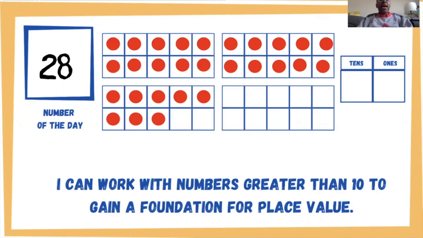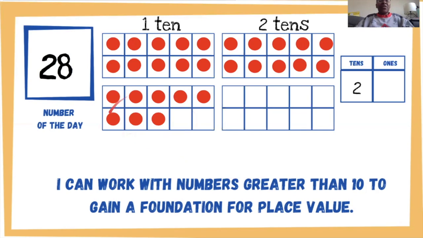How many complete tens frames do I have? How many frames do you see that are completely full? Let's see if we can figure it out together. That's a full frame. So that's one tens frame that is completely full. There's another. We have two completely full tens frames. That means that the number 28 is made of two tens.